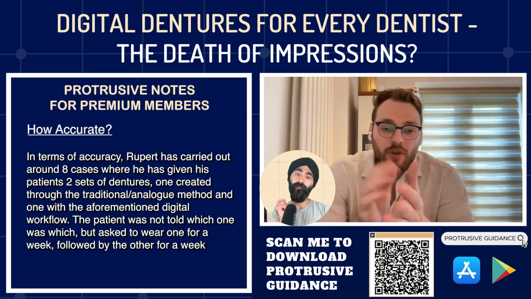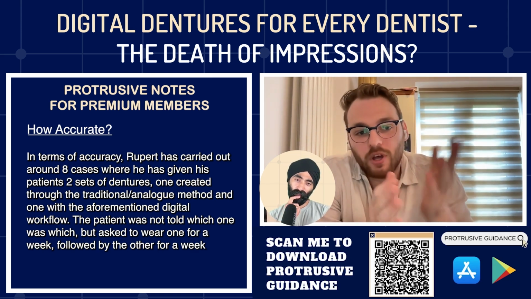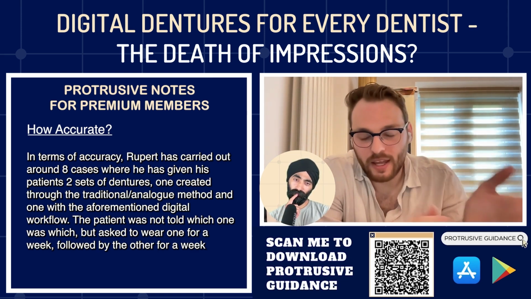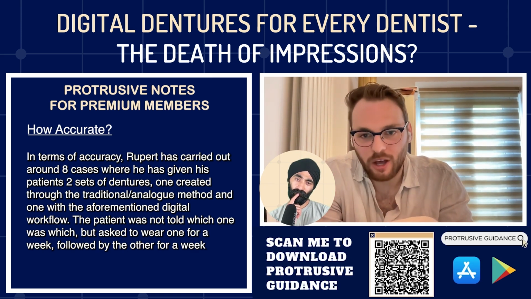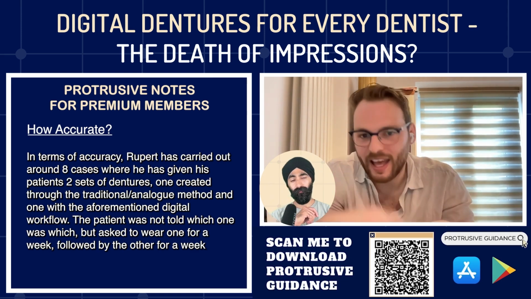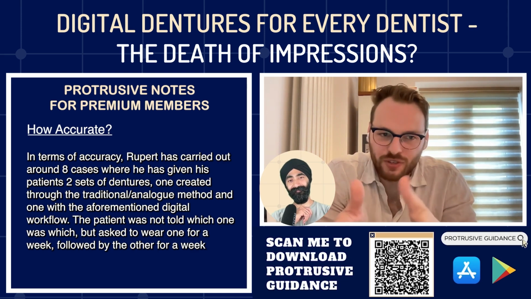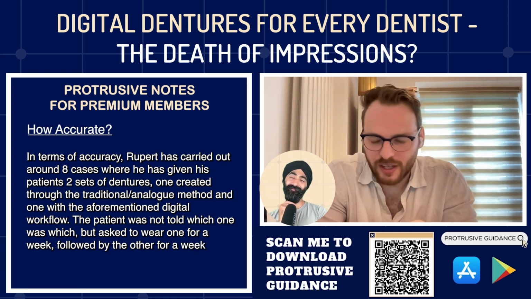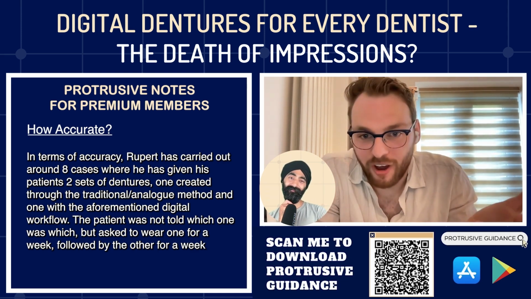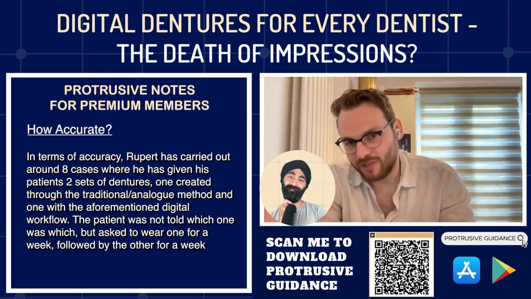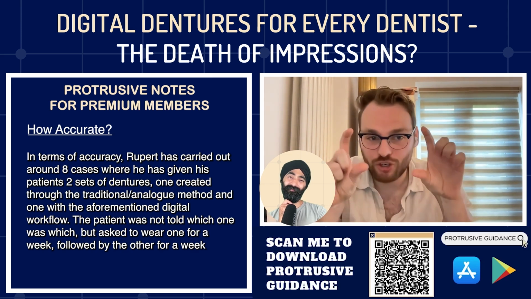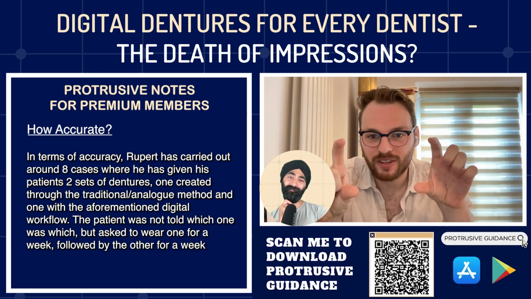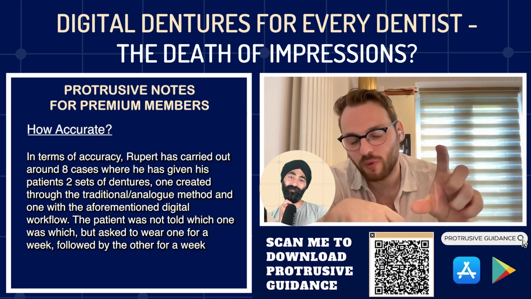So for instance, we've done cases where all the way through, we've done the primary impression, I've scanned it and sent the impression off, we've cast it up. We've done a secondary impression, scanned it and cast it up. We've done a wax rim, we've scanned it and we've mounted it. We've done a 3D printed try-in and we've done a wax try-in. We've processed and we've milled, and then I've given the patient 2 sets of dentures, said wear this one for week 1, this one for week 2.